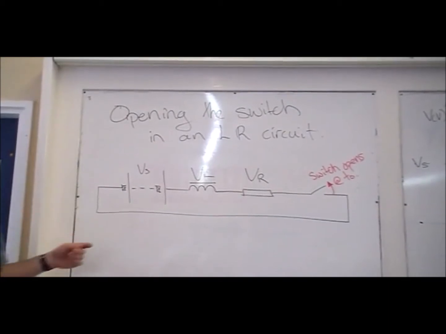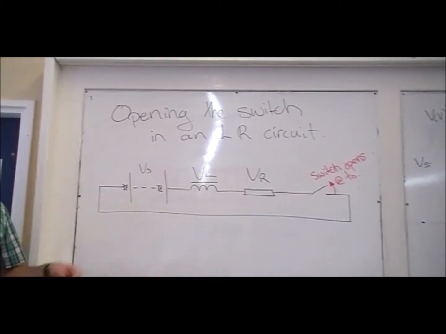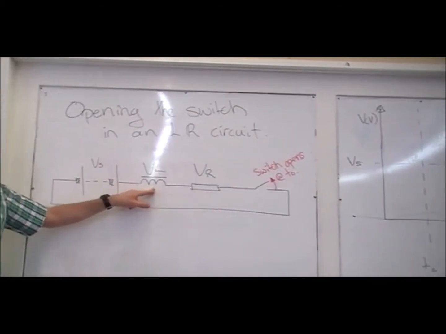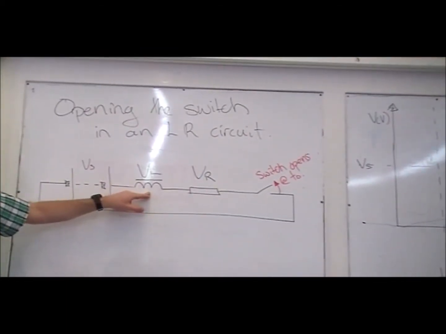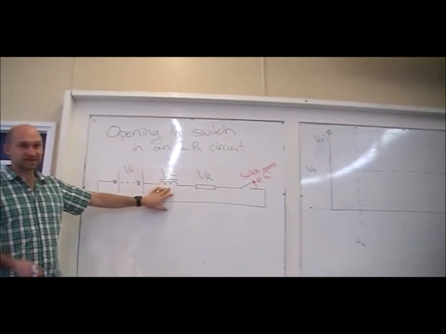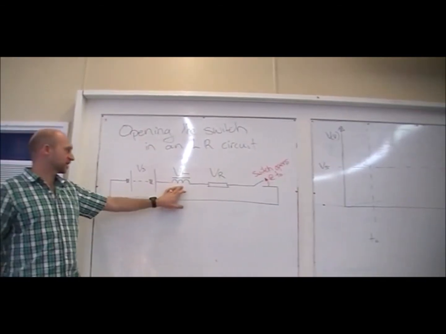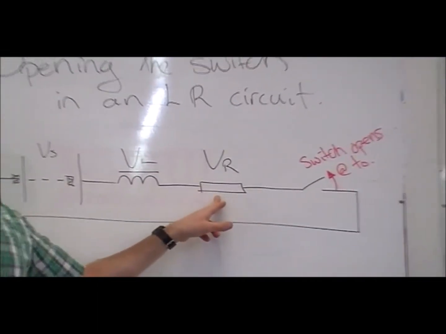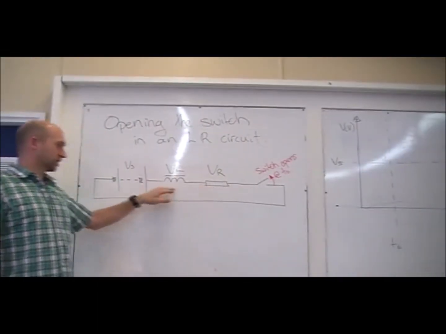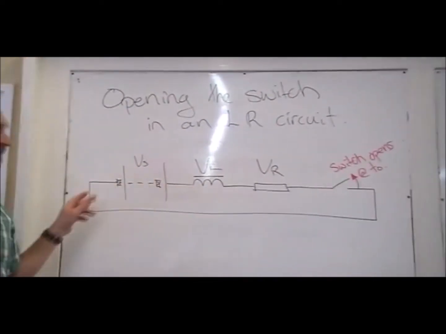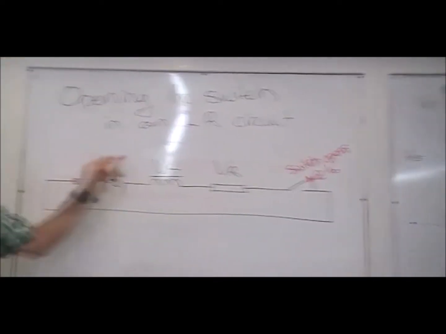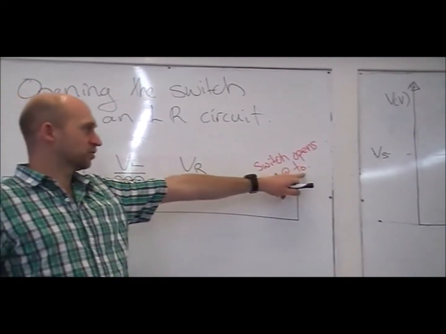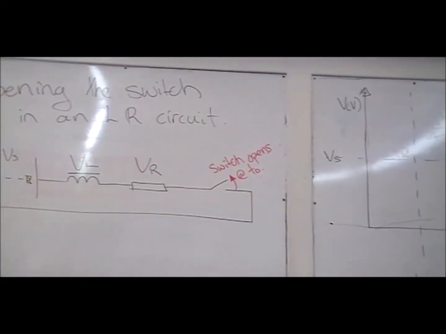If the switch has been closed for a long time, we're going to have 0 volts on the inductor because the current's flowing through it freely and there's a magnetic field set up inside that inductor. We've got all of the supply voltage showing across the resistor because there's 0 volts on the inductor, and we know that voltages around a loop add to 0. And then at T0 we open the switch.